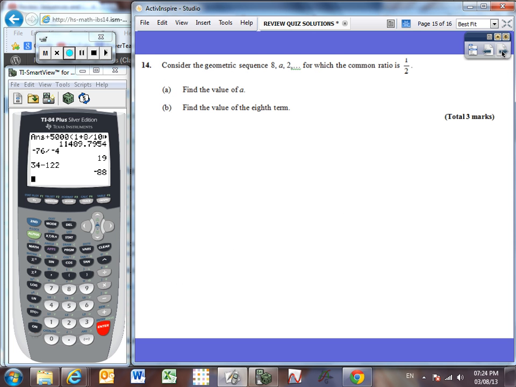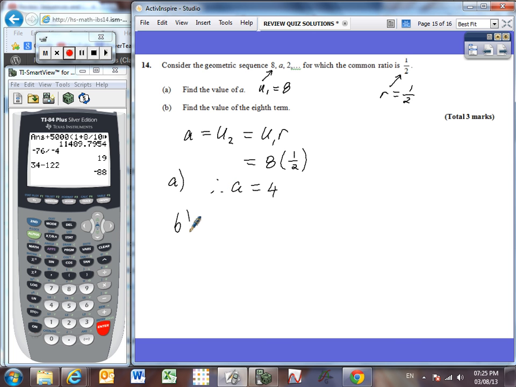Number 14. We have a geometric sequence that begins with 8, so we can see that u1 is equal to 8. The common ratio is 1/2, so r is equal to 1/2. It says to find the value of a. Well, we know that to find any term in a geometric sequence, we've just got to multiply the previous term by r. So our a value, which I can see actually is my second term of the geometric sequence, I know is going to be equal to my first term times r. So that's going to be 8 times 1/2, which will equal 4. So therefore a equals 4.